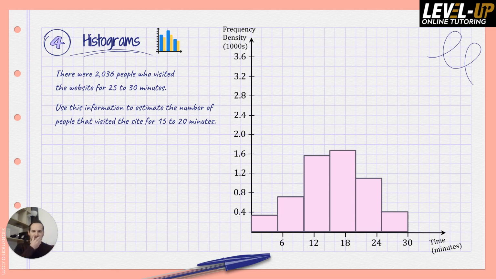We can read off the height being around 1.7, and that's 1.7 thousand, so that's actually 1,700. We can times that by its width, which is 5, because remember, the frequency corresponds to the area of the bar. So the height, 1.7 times 1,000, times the width, 5, gives us 8,500. That's an estimate for how many people are in that category, which isn't exactly right, as it's limited by how well we can read off the graph.